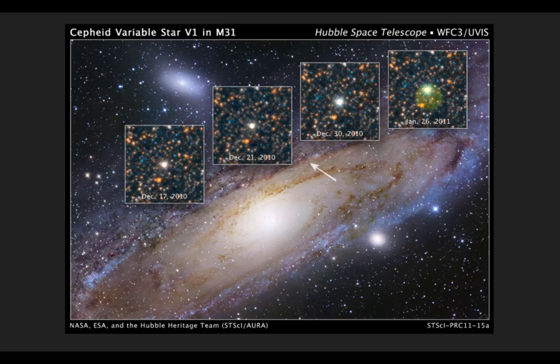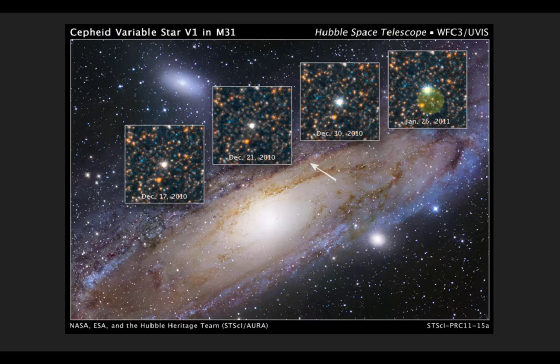By knowing the period of this star, he was able to find the luminosity of this star. And then he was able to figure out how far away the star was. Initially, his numbers were a little off, but now we know it's about 2.2 million light years away, which is way outside of the realm of the Milky Way galaxy itself.